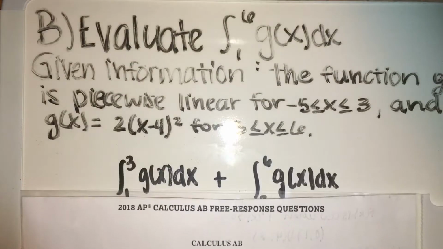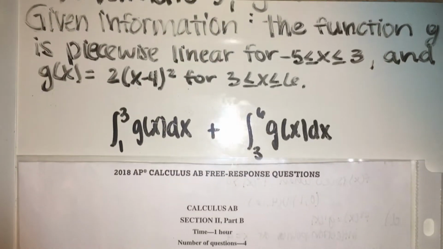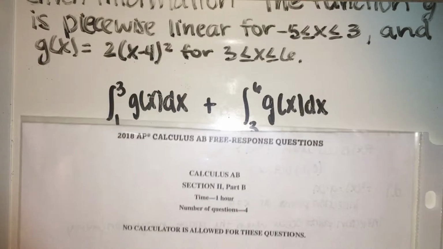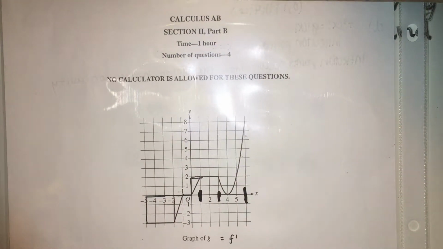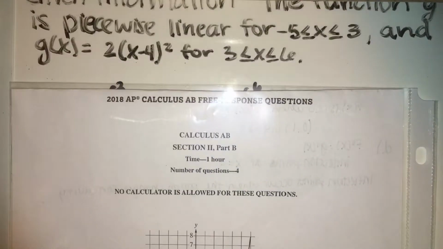So right away, we can say that we're splitting our integration into two parts: the integral from 1 to 3 of g of x dx, and the integral from 3 to 6 of g of x dx. Now, from the graph, we can already do the integration from 1 to 3 very easily, because since it's piecewise, we know it goes up 2 and over 2. So that means we know 2 times 2. So we can automatically say that.